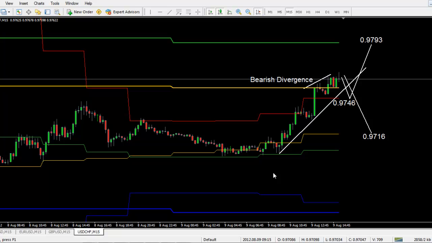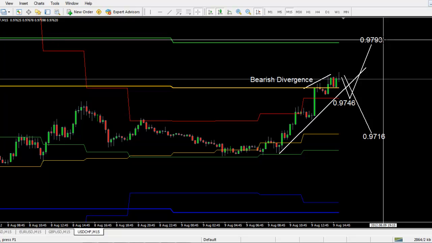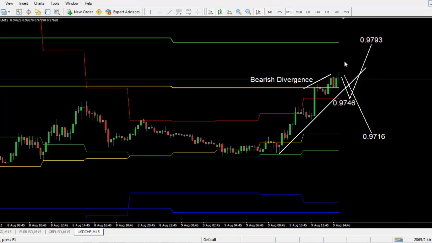On the USDCHF, we've broken through resistance now. We've gotten through all this up here or down here. So we've got a little bearish divergence here. So we could see a move back down to 97.46, and then a move back up to 97.93, all the way up here.